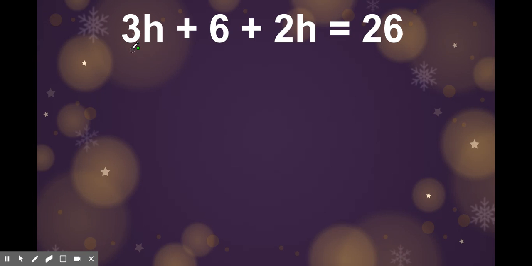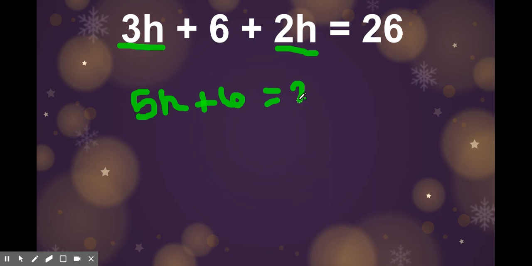When I look to my left side, I notice I have some like terms that I can combine. I have a 3h and a 2h. So when I combine 3h and 2h, I get 5h. Then I have this positive 6. There's nothing to combine it with, so I'm just going to throw it on there. Now I'm dealing with this equation simplified, and I can go ahead and start solving.